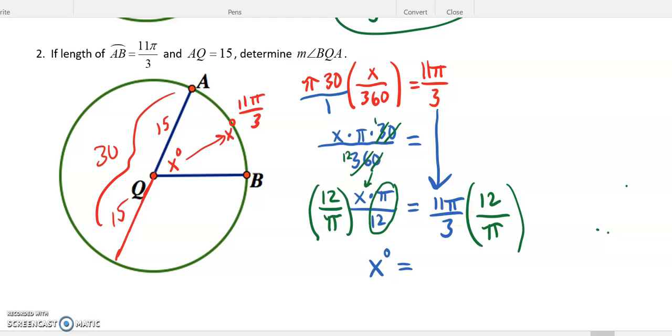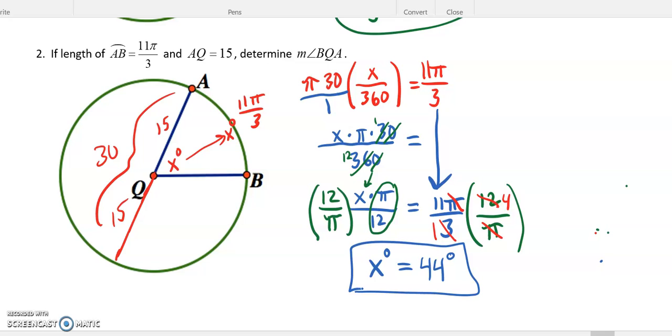And to reduce, the pi and the pi will reduce. I see the 12 and 3, those are both divisible by 3. So 3 becomes 1. 3 divided by 3. 12 divided by 3 becomes 4. So now what's left in the numerator is 11 and 4 to get 44. And what's left in the denominator is just 1. So that's my answer, 44 over 1, which is 44 degrees. That's either the measure of angle BQA or the measure of the arc AB in degrees.